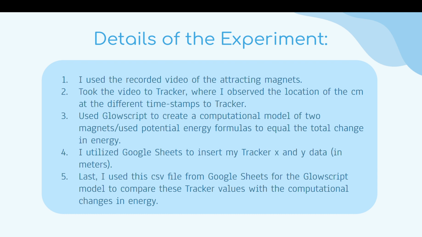So the details of the experiment. Well, first, I recorded the video of the attracting magnets taken from YouTube. Then I took the video to Tracker, where I observed the location of the center of mass at different timestamps intrinsic to Tracker. Then I used GlowScript to create a computational model of two magnets and used their potential energy formulas to equal the total change in energy. And after that, I took it to Google Sheets to insert my Tracker X and Y data. And last, I used this CSV file from Google Sheets for the X and Y data to compare these Tracker values with the computational changes in energy.